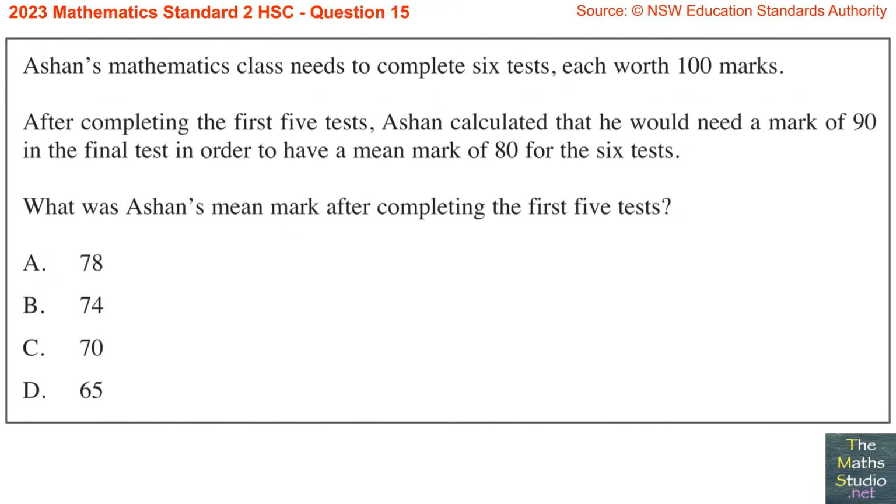Question 15. Ashan's mathematics class needs to complete 6 tests, each worth 100 marks. After completing the first 5 tests, Ashan calculated that he would need a mark of 90 in the final test in order to have a mean mark of 80 for the 6 tests. What was Ashan's mean mark after completing the first 5 tests?